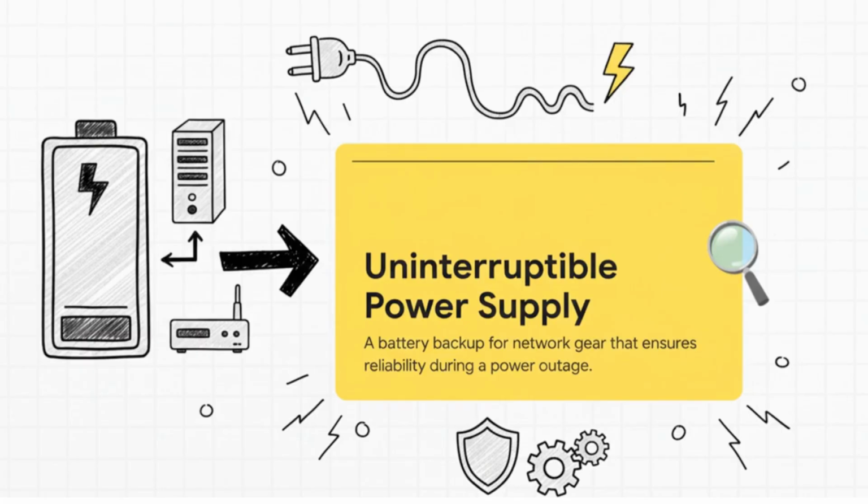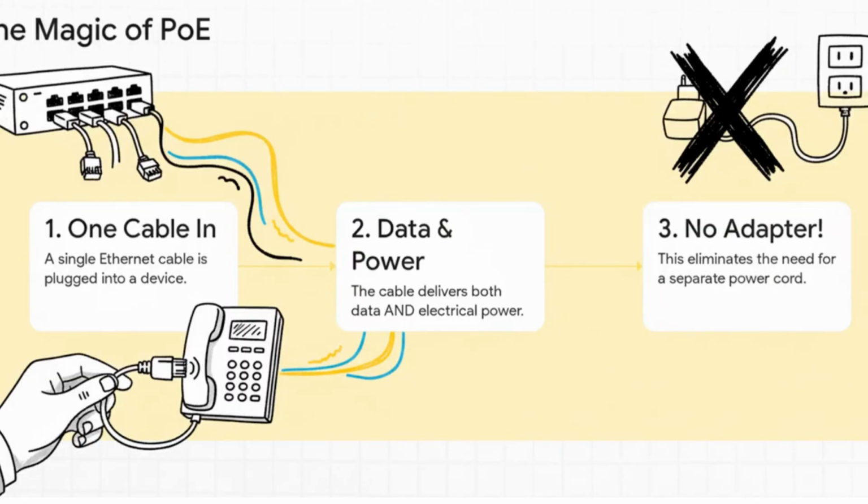So if the building's power cuts out, the UPS kicks in instantly. This is way more than just convenience. It prevents data loss and service outages. It's the ultimate safety net. And then you have this brilliant piece of engineering: Power over Ethernet, or PoE.